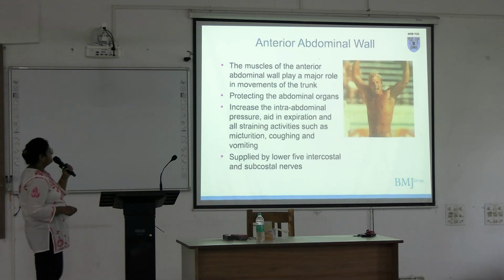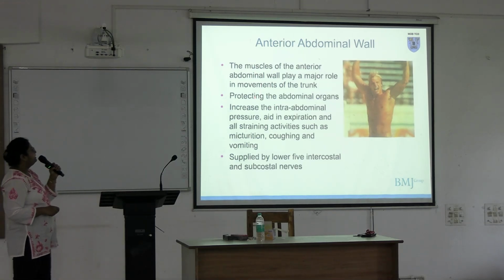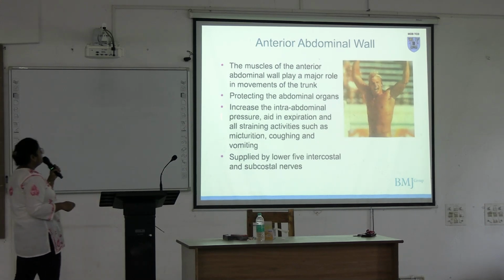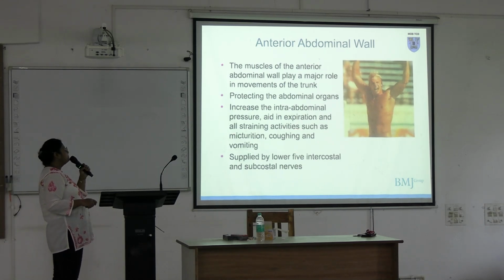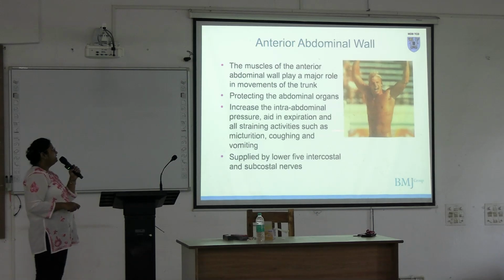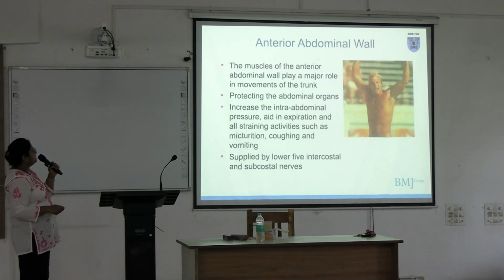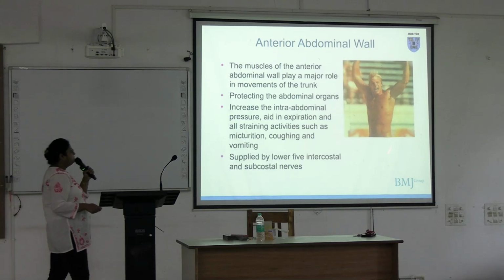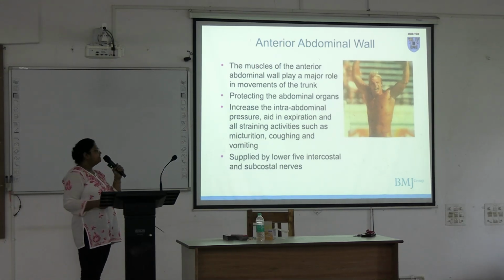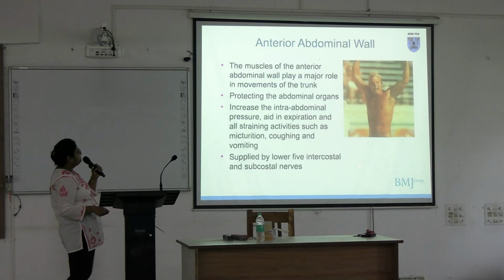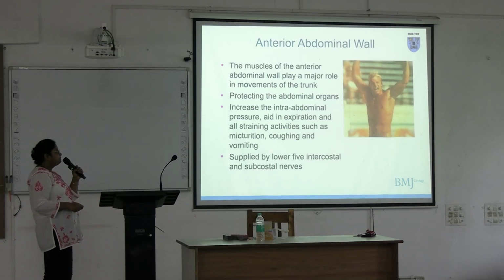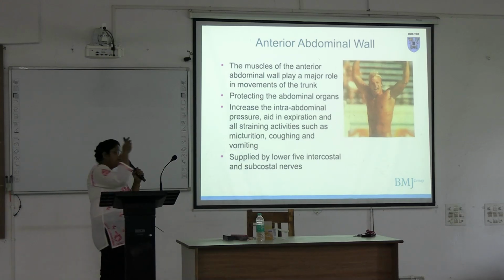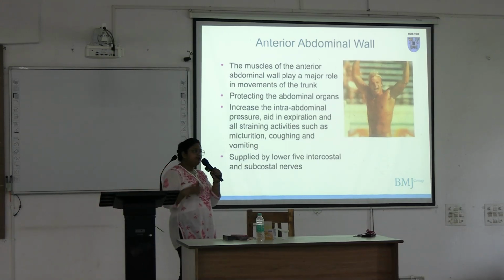What are the functions? They help in protecting the abdominal organs and they increase the intra-abdominal pressure and aid in expiration and all the straining activities such as micturition, coughing and vomiting. And these anterior abdominal wall muscles are supplied by the lower 5 intercostal nerves and the subcostal nerve. Subcostal nerve root value is T12. So mainly lower 6 thoracic nerves.